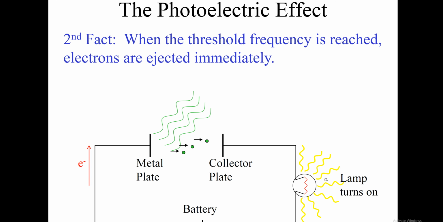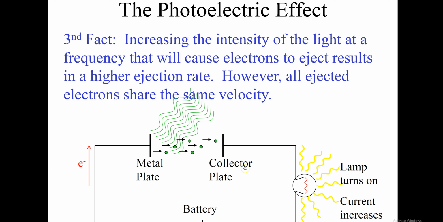However, a second fact is that when you reach a threshold frequency, the electrons are ejected immediately, and then the lamp turns on. So if I turn this power on, the electrons get ejected, and you get that specific light. Interestingly, increasing the intensity of the light at that frequency causes electrons to eject at a much higher rate. So if I increase that intensity, the light turns on and the current increases. The whole point is to understand that these quanta are able to move if you give the right intensity and the right frequency.